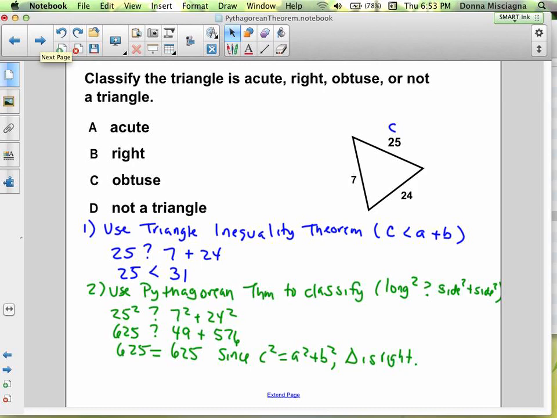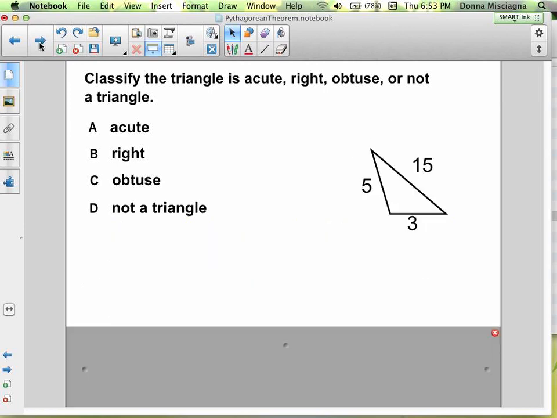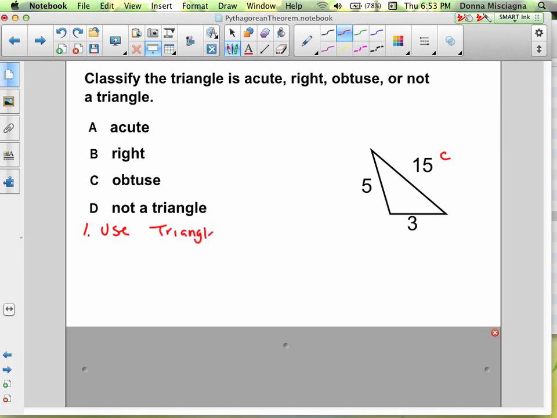I think I've got just a couple more for you. By the way, if I go too fast and you're not able to keep up with notes, remember you can always rewind me. All right, let's look at another one. We've got 5, 15, and 3. 15 is the long side. That's going to be C. First of all, we're going to use the triangle inequality theorem.